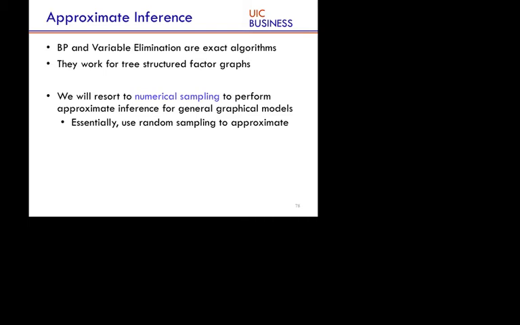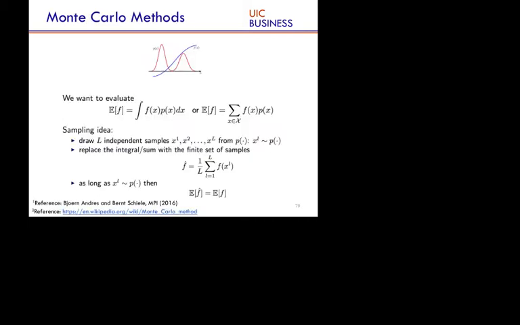So BP and variable elimination work on tree structured factor graphs, and we'll now look at approximate methods, in particular numerical sampling methods, to perform approximate inference. Okay, and so the first notion is, let's get to Markov chain later. Let's focus on what are Monte Carlo methods. What is Monte Carlo? What is a Monte Carlo method? It's very straightforward as well.